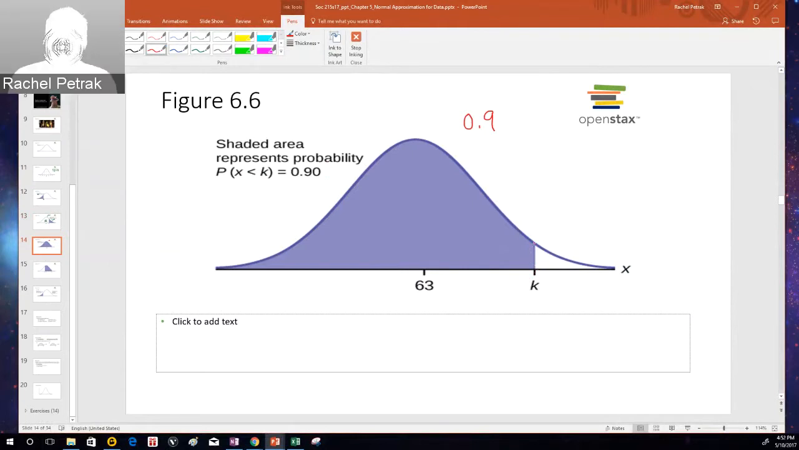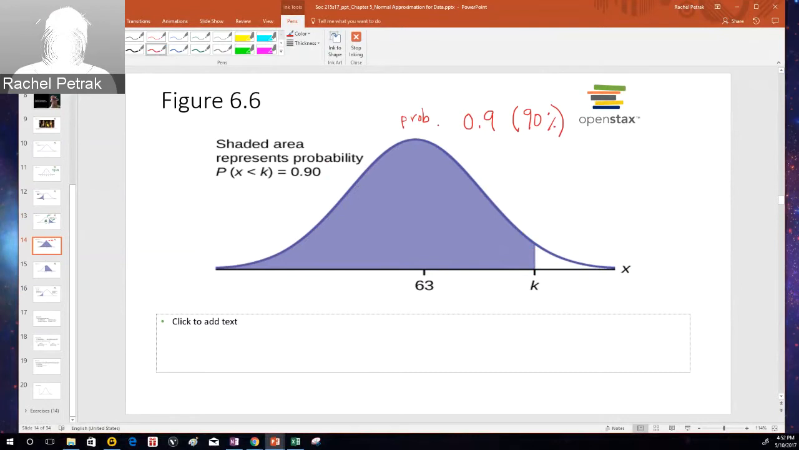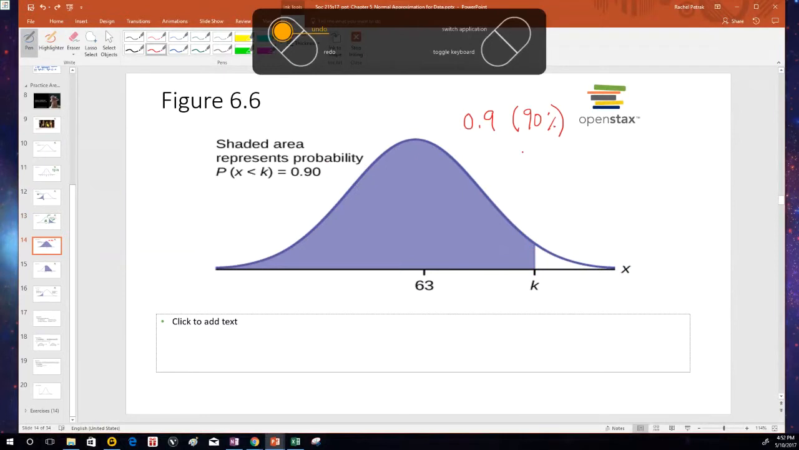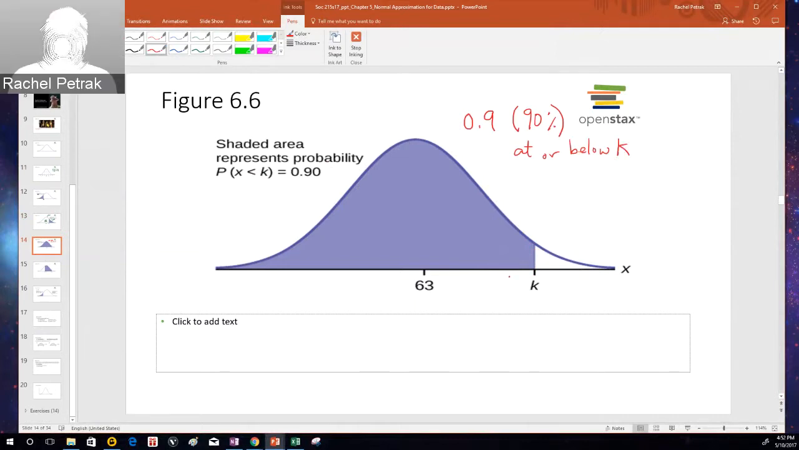this is telling us that there's a probability of 0.9 or 90% that a score will fall at or below K. So this probability, K being this score here. And it's simple as that.